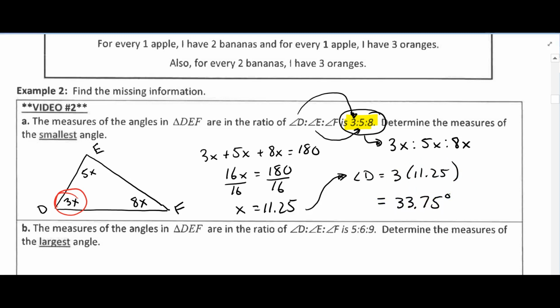or 33.75 degrees. Now, if you wanted to check, you could substitute x in for these other two places, 5 times 11.25 and 8 times 11.25, and add those all up. Make sure you get 180. But the smallest angle is going to be 33.75.